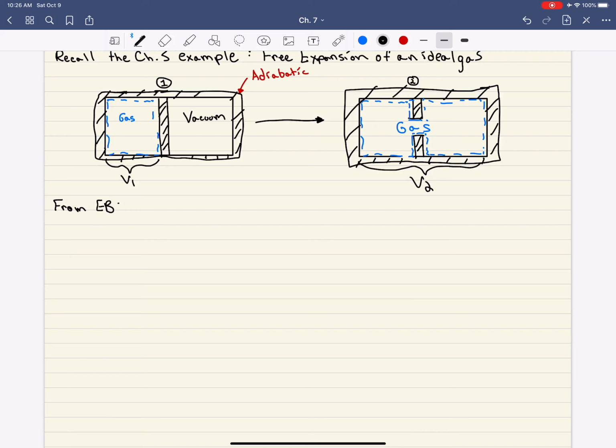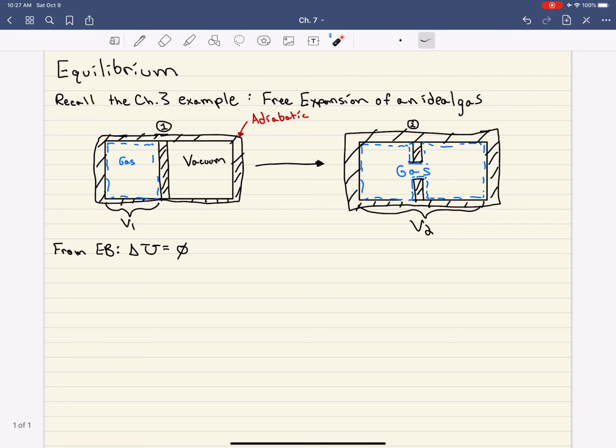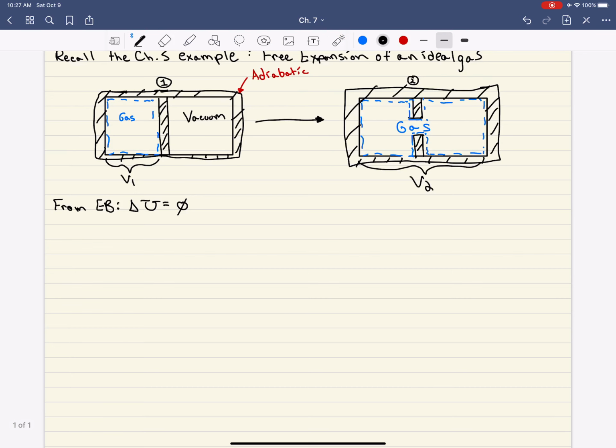And from our energy balance, we showed that the change in internal energy of the system was equal to 0. Q is equal to 0 because the vessel is well insulated, so it's adiabatic. But work is also equal to 0. Even though the gas is expanding, because it's expanding against the vacuum, there's no opposite force acting against its expansion. Because that opposite force is equal to 0, work is also equal to 0 as well. And so we showed that delta U is equal to 0 for this free expansion.